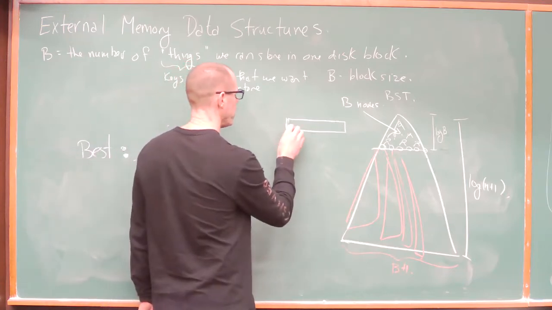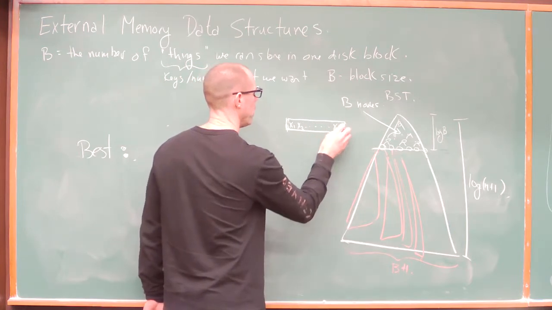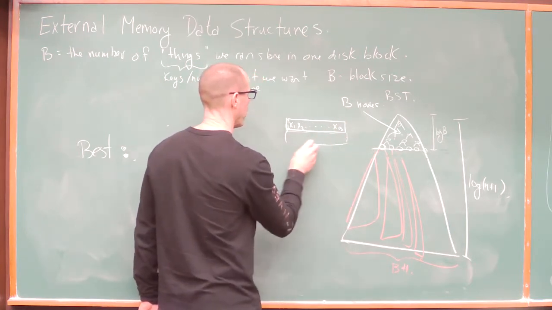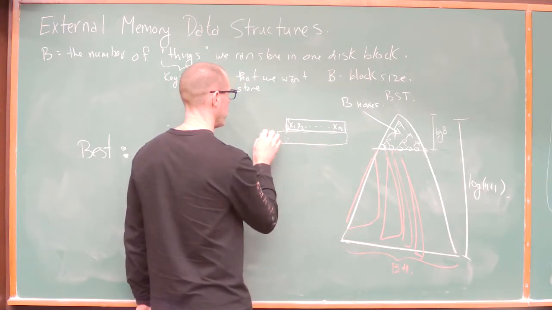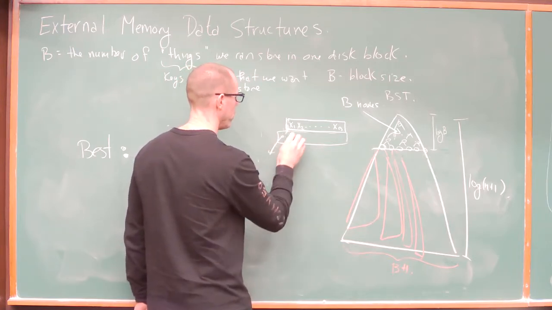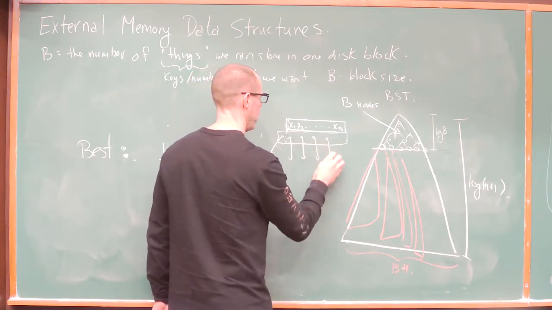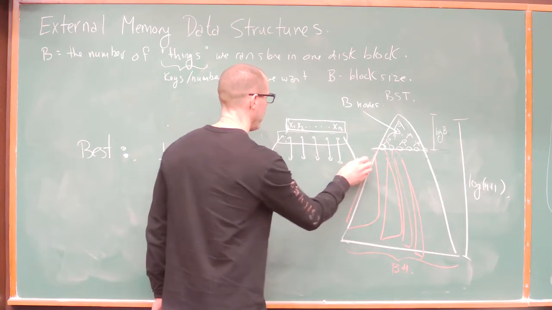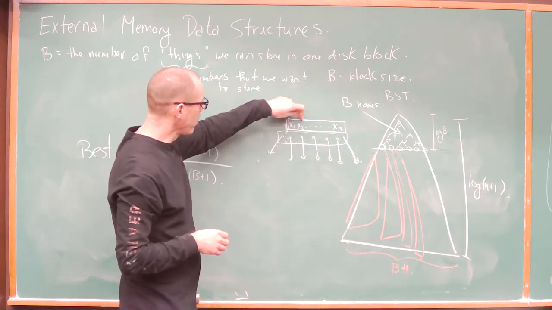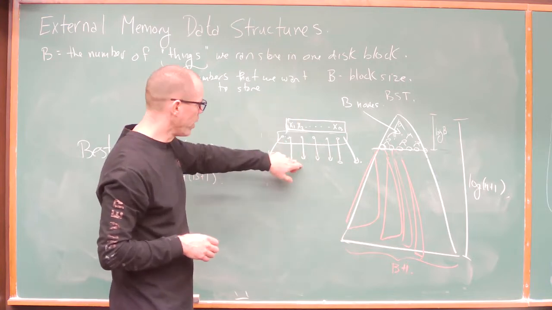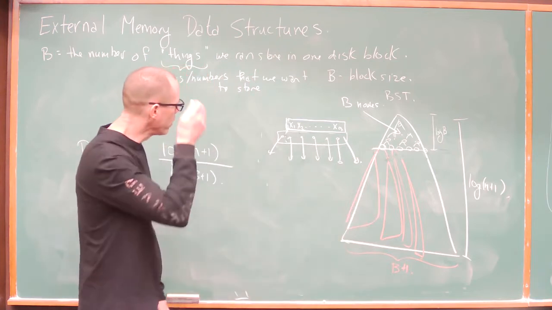And in addition to that, let's say those values are x1, x2, up to xb. In addition to that, I have another block that stores b plus 1 pointers or locations on disk, where the ith location tells you, if I'm between xi and xi plus 1, where the root of the subtree is that I should search, where I should continue my search.